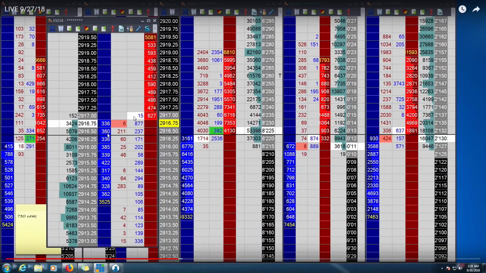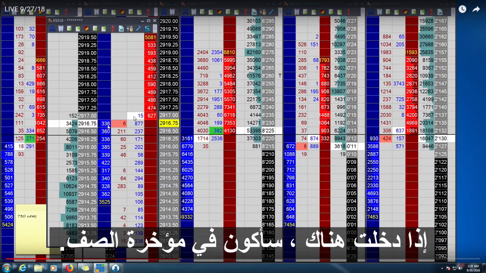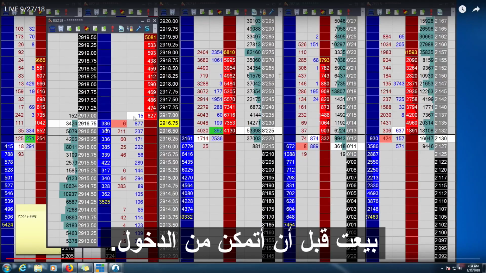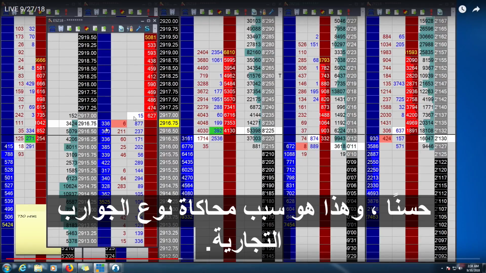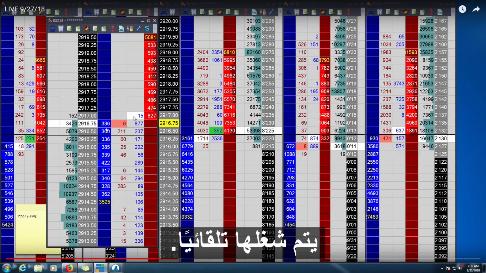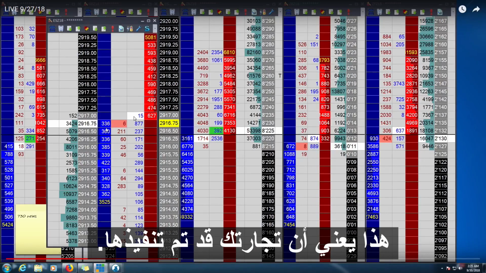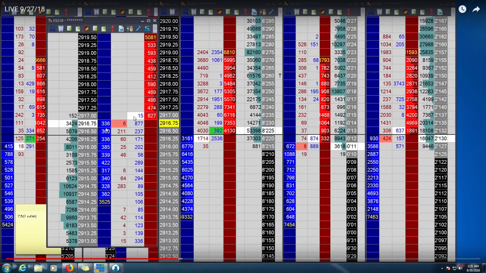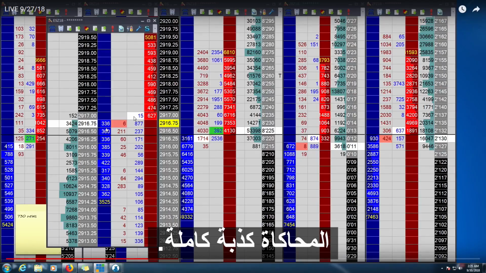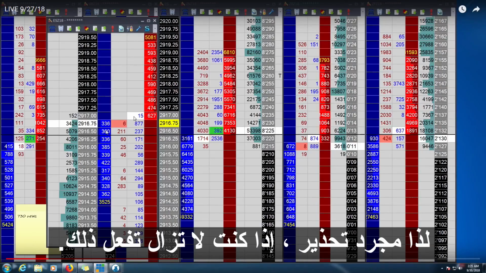Now, if I do get in there, I'll be at the back of the line. So 336 contracts have to be sold before I can get in. And that's why simulation trading kind of sucks. If you limit order in on a simulator and the price taps your order, you automatically get filled. That means your trade has been executed. You're in the market. That's not how it really works. Simulation is a complete lie. So just a warning if you're still doing that.